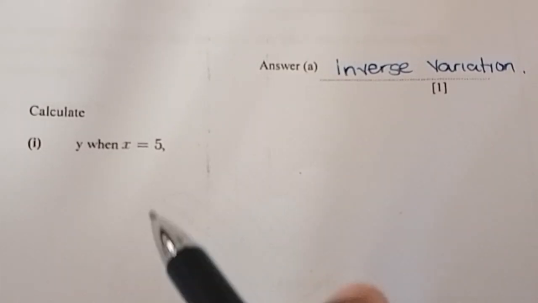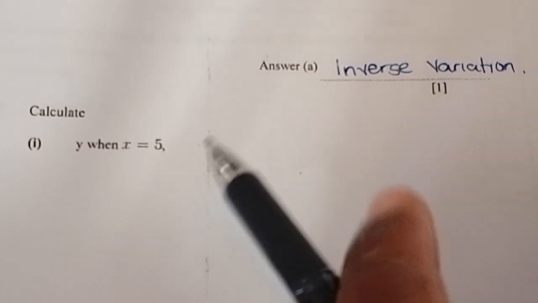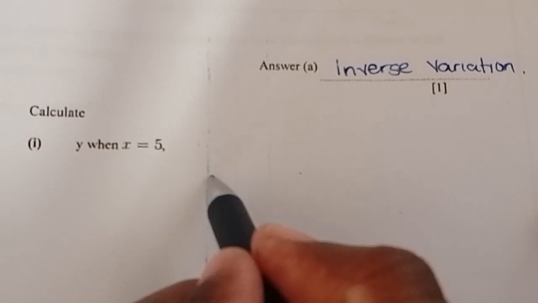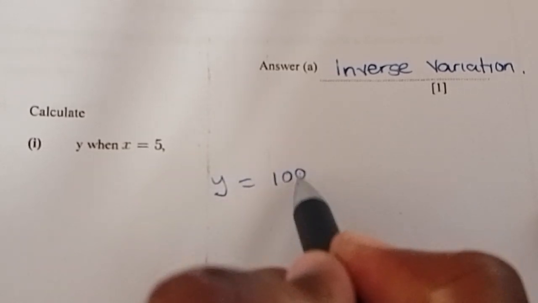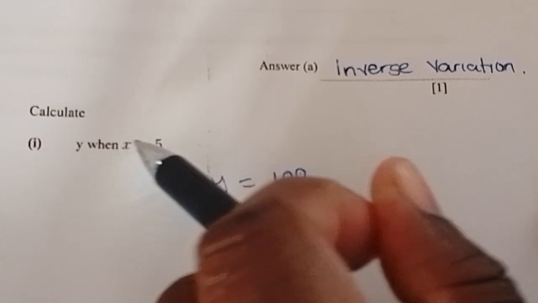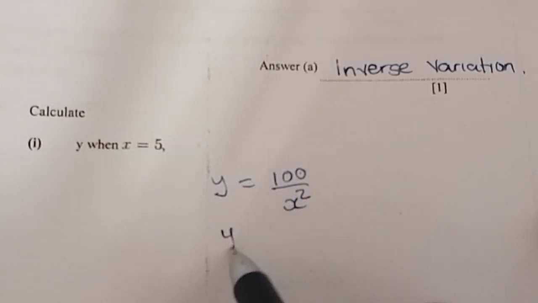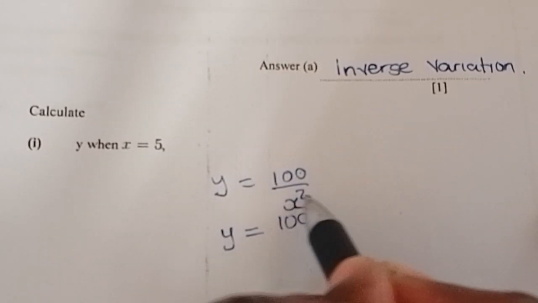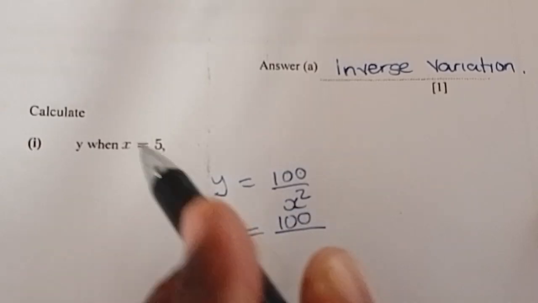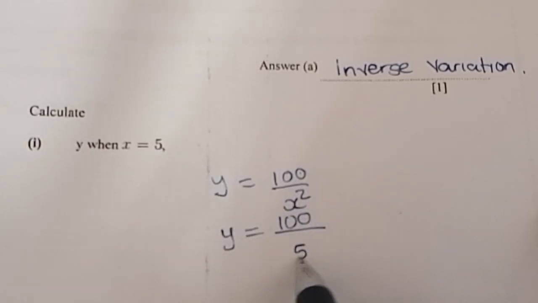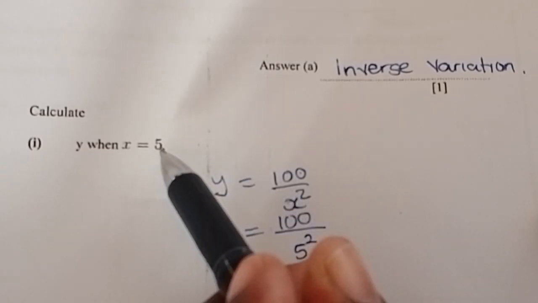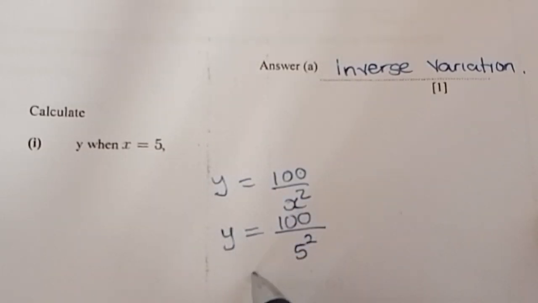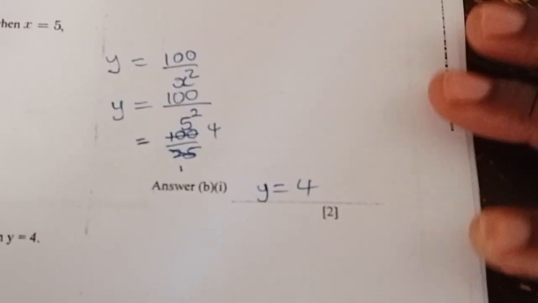Then part B, calculate y when x is equal to 5. Right, so we are using the relationship y is equal to 100 over x squared to calculate y when x is 5. So we are going to substitute x with this 5. So it's 5 squared. Then we are going to get 100 over 25, which is 4. So y is equal to 4.